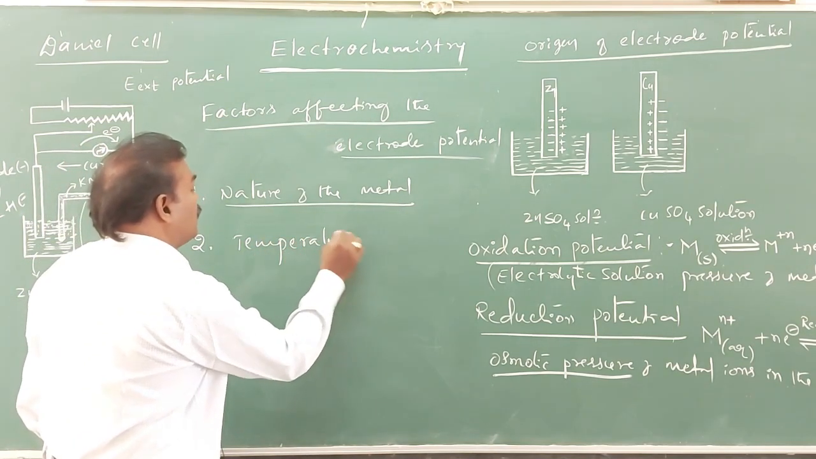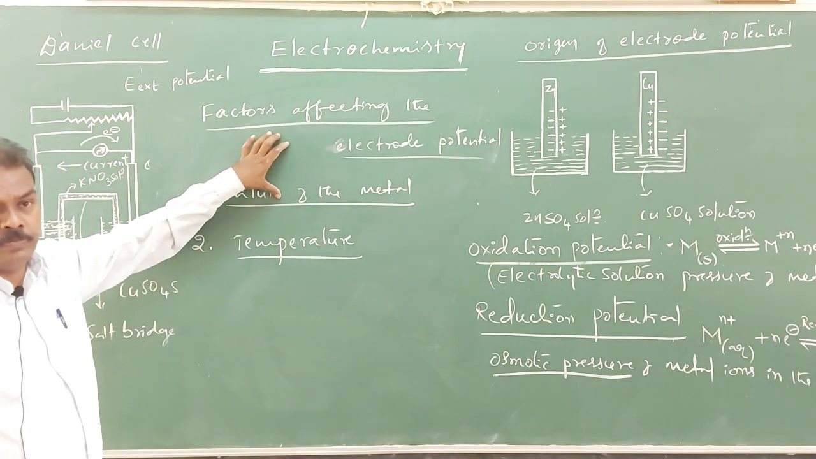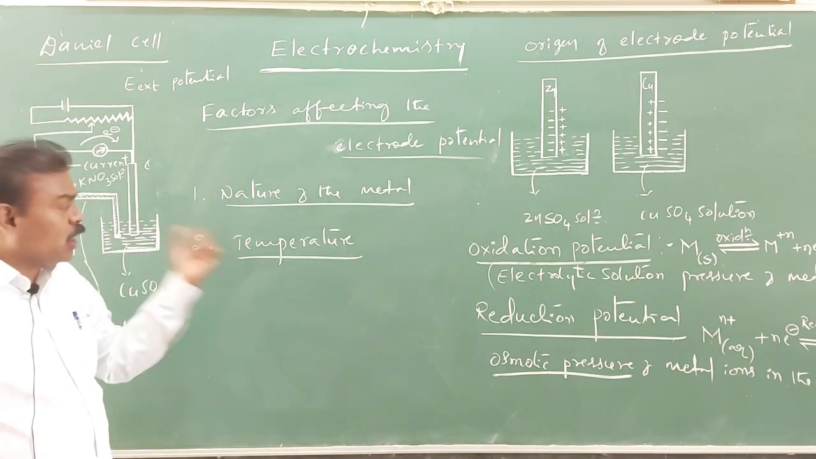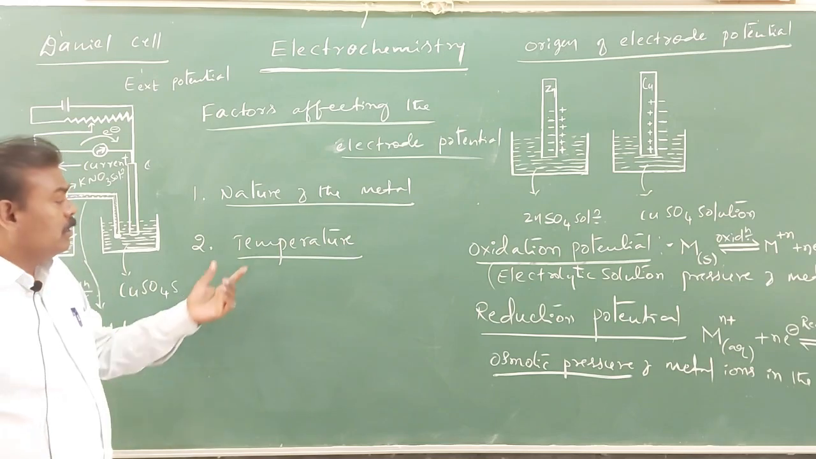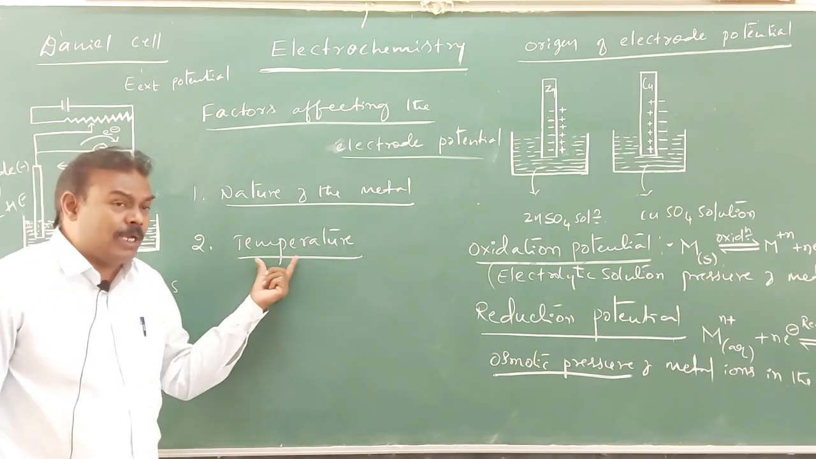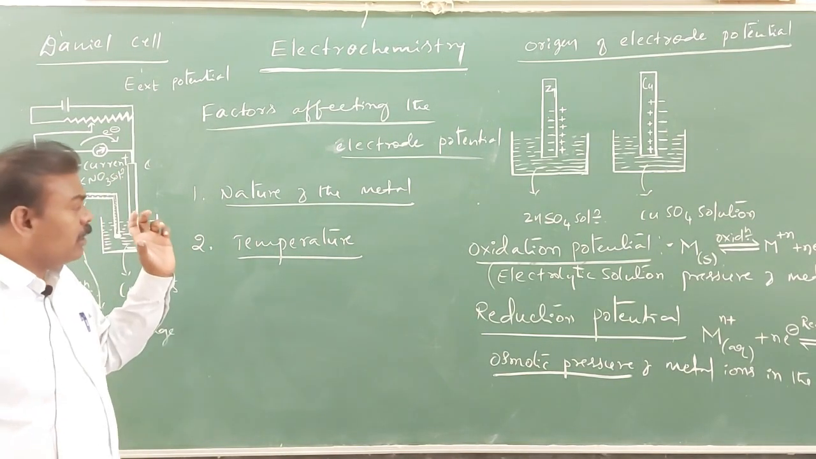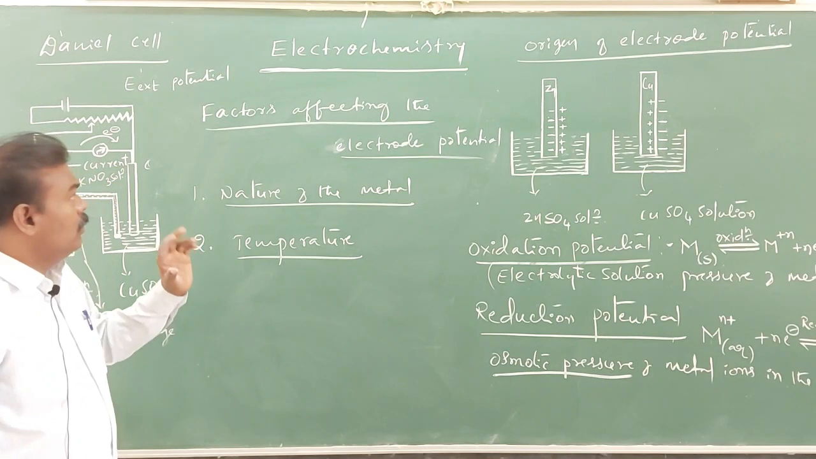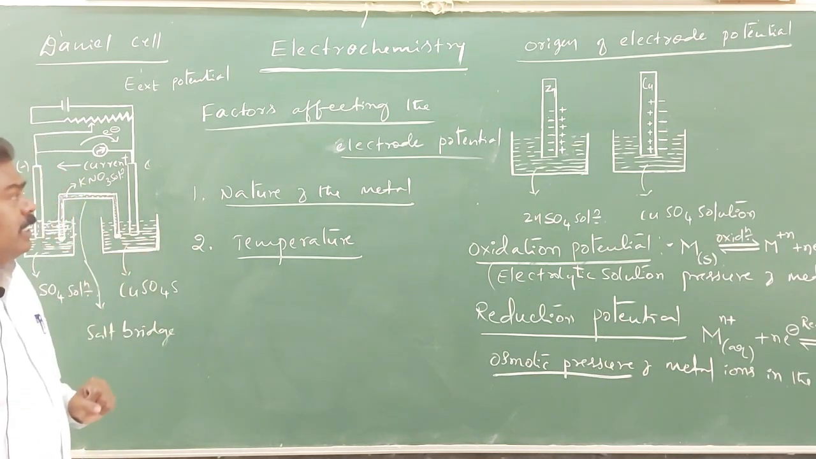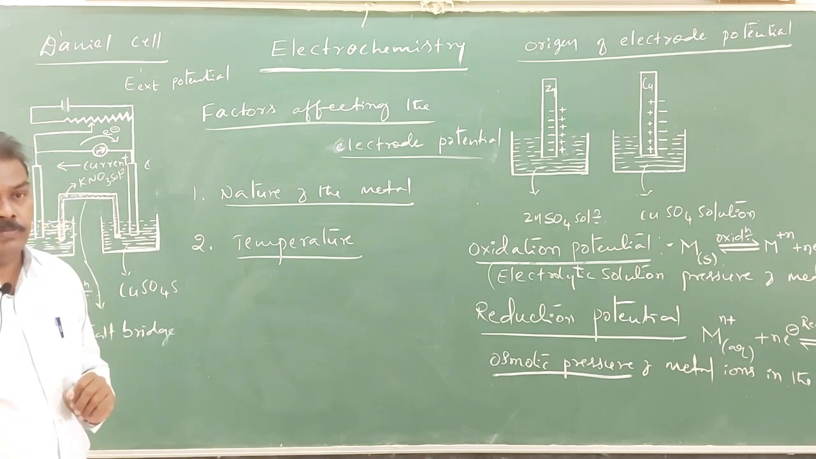Temperature is also one of the factors on which the electrode potential depends. It means the electrode potential value depends upon the temperature. The reduction potential value increases with increase in temperature. In that way, the temperature is also one of the factors which affect the electrode potential value.